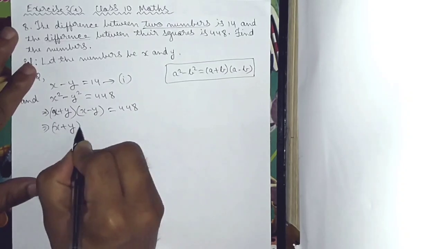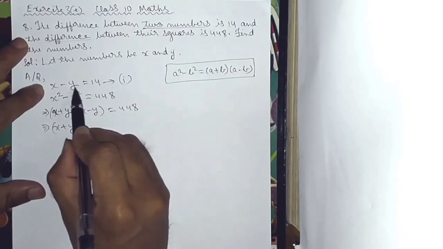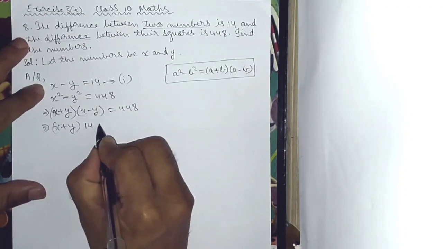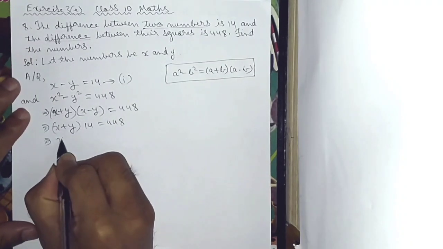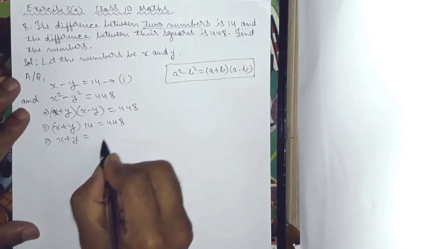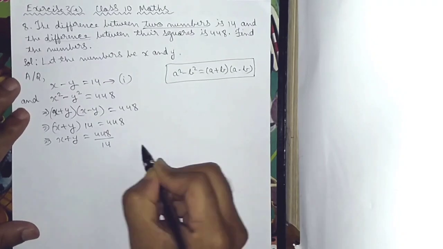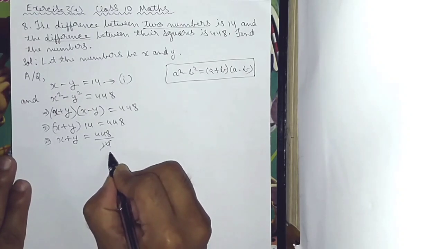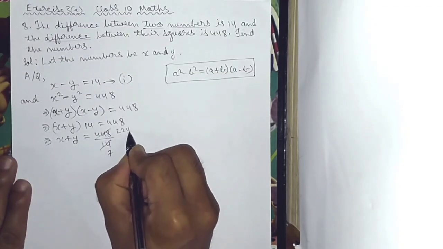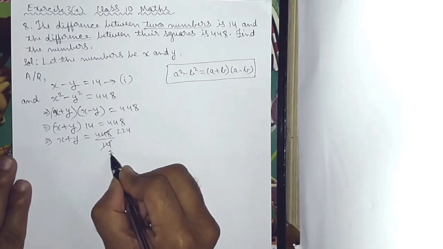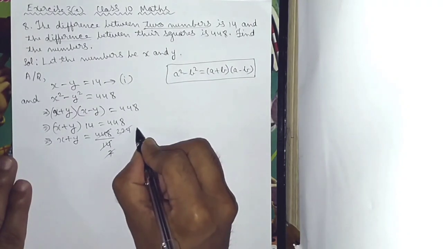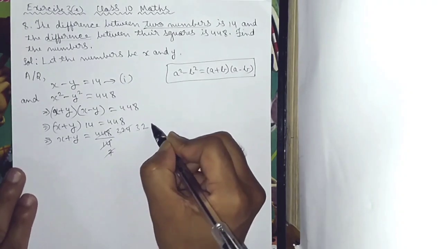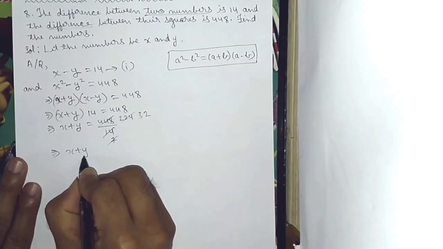x plus y into x minus y. From equation 1, x minus y is equal to 14. So x plus y into 14 is equal to 448, and this implies x plus y is equal to 448 divided by 14. Two times 7 is 14, so 7 times 224, then 7 times 32 is 224, so 448 divided by 14 is 32. So this implies x plus y is equal to 32.